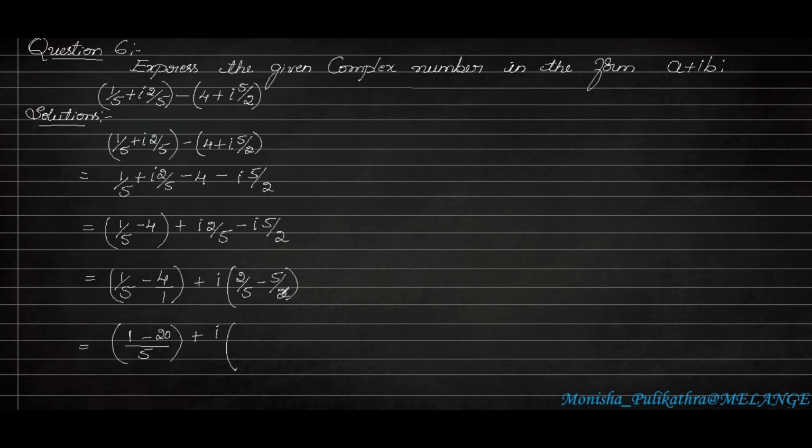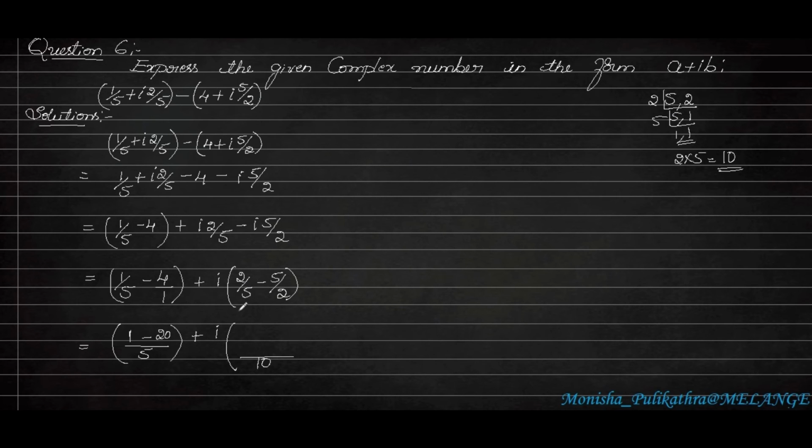Here 5 and 2 is there. The LCM of 5 and 2 is 10. So if you don't know how to find out the LCM, I will write it here. 2 ones are 2 and 5 ones are 5. Whatever is there, you have to just multiply it. 2 5s are 10. So this is the way of finding out the LCM.